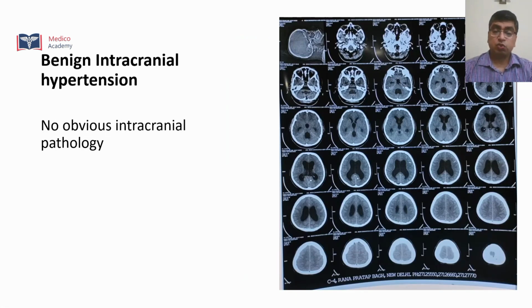Second, this scan shows a benign intracranial hypertension. There is no obvious intracranial pathology. You don't see any tumor, any edema, infarct, but ventricles are dilated. There is a hydrocephalus. And if we have done a CSF study, it's normal. So this will suggest that this patient has benign intracranial hypertension.